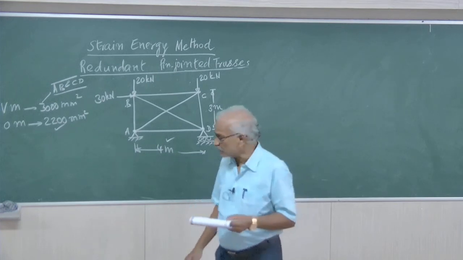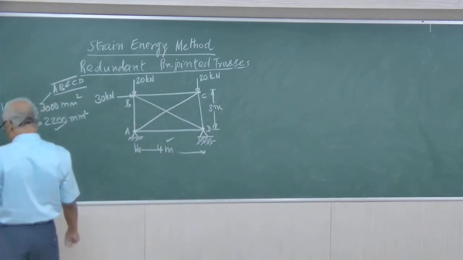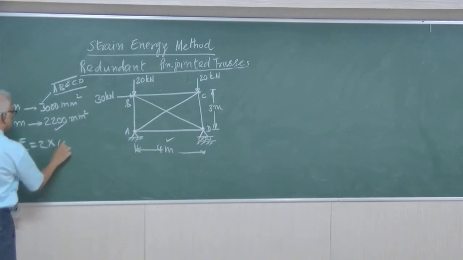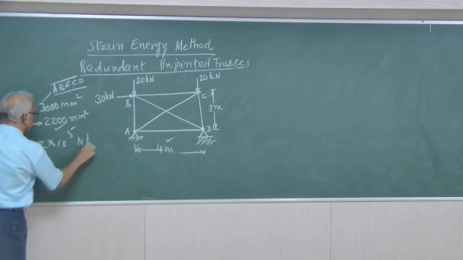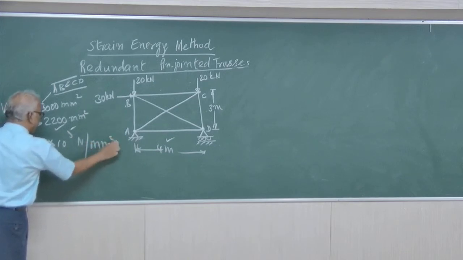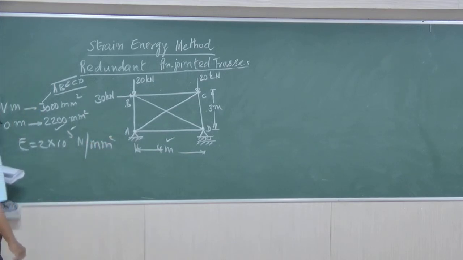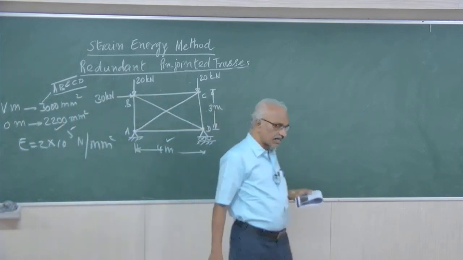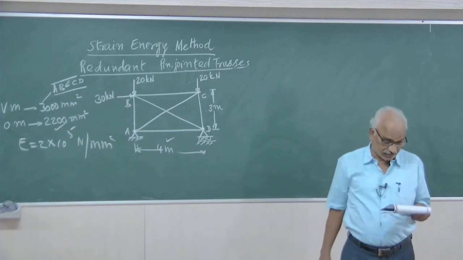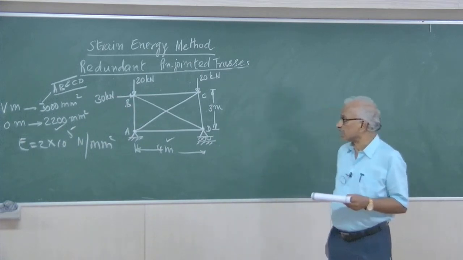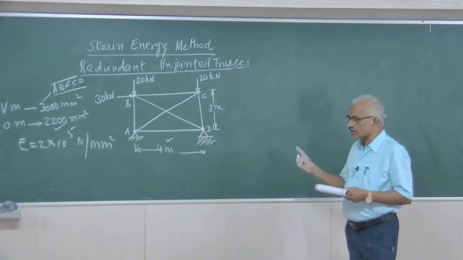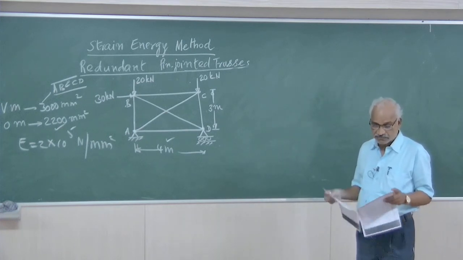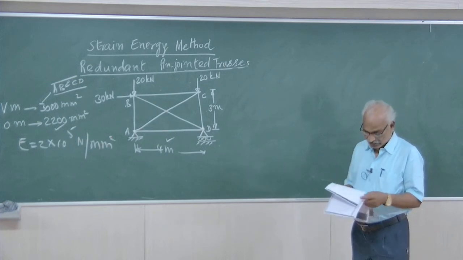And Young's modulus is given. E value is given as 2 into 10 power 5 Newton per mm square. And that's all. Use the strain energy method, find out the force in various members. So that's about the given data. And all these things are given in the form of figure. Now we have to analyze the truss by a strain energy method.